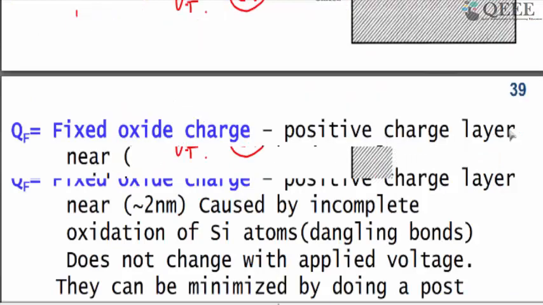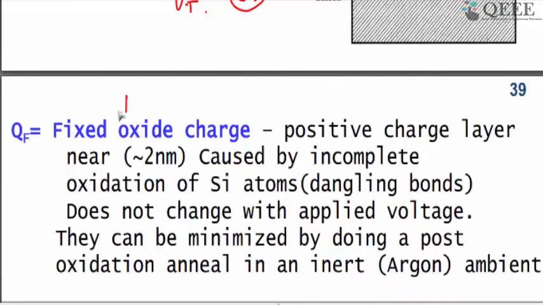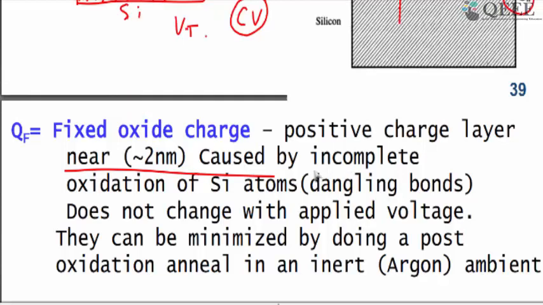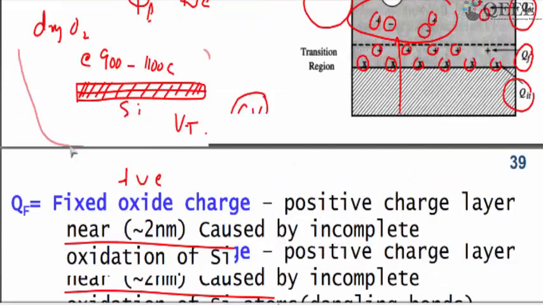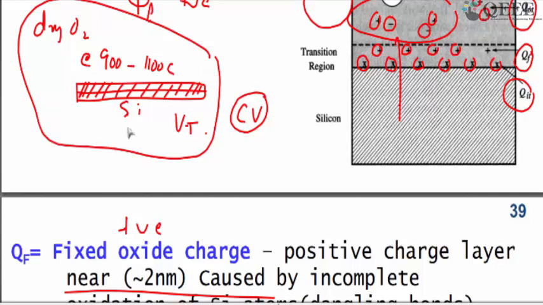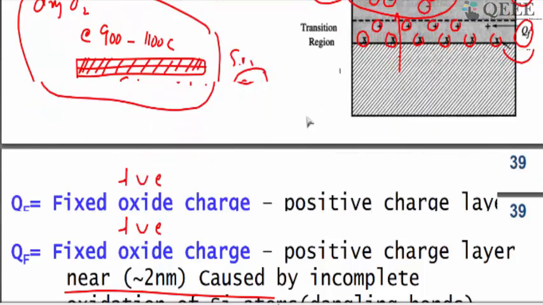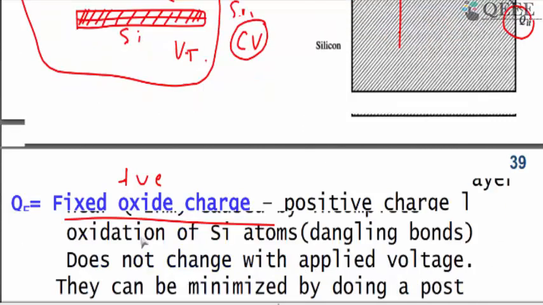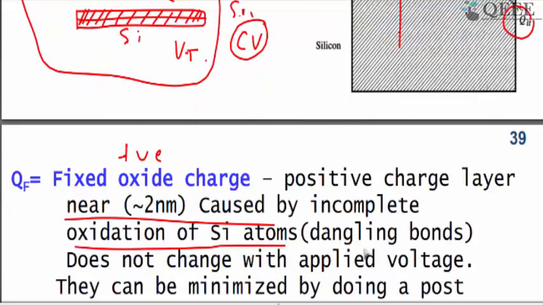So these are fixed charges. Typically these are mostly positive charges. They lie very close to the interface, roughly less than 2 nanometers from the interface. They are mostly caused by, as I explained earlier in the oxidation process, typically you expose the silicon to a dry oxygen or a dry oxynitride ambient, so you convert it to silicon dioxide. If there is any incomplete oxidation of the silicon atoms, what it creates is this fixed oxide charge.